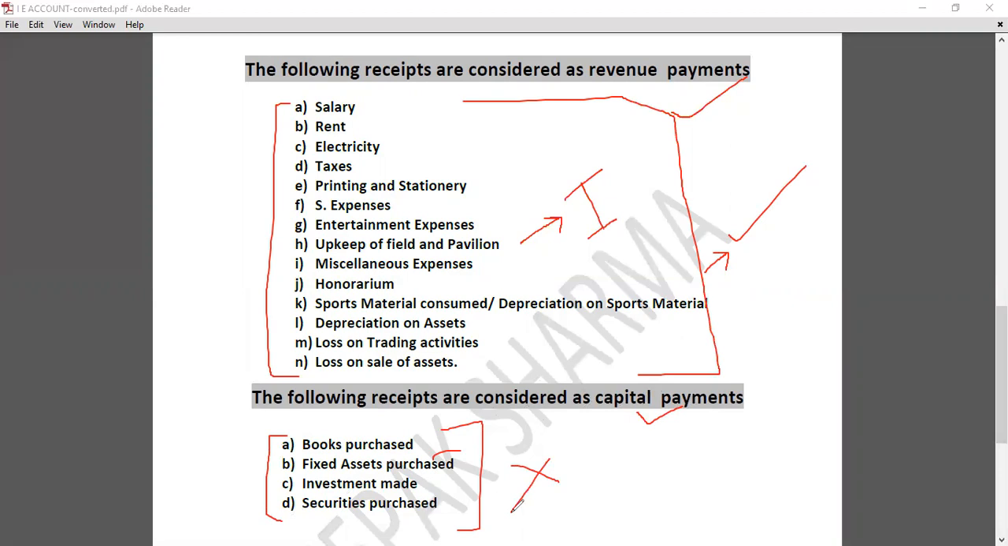So this is a very short video, a summary of what items are to be recorded in the income and expenditure account and what items we should exclude while preparing the income and expenditure account.